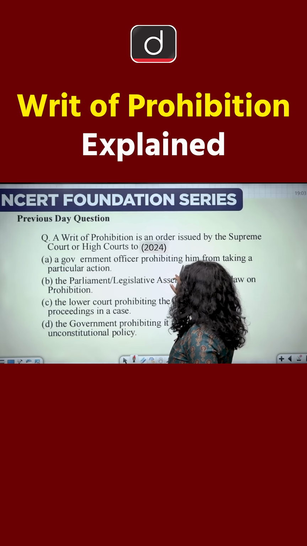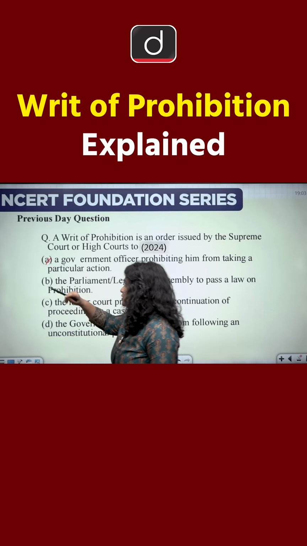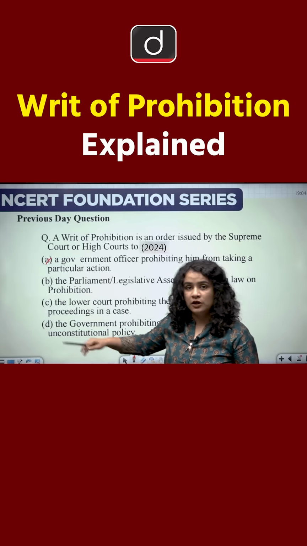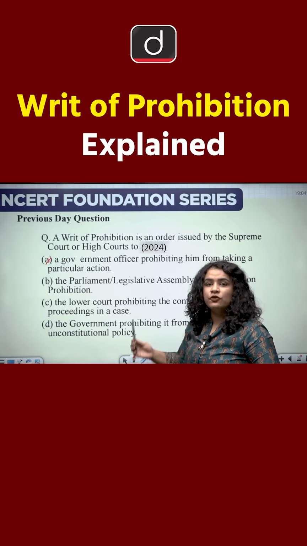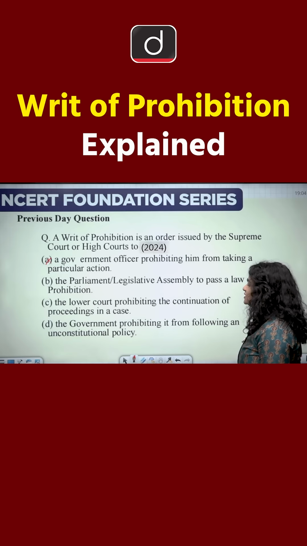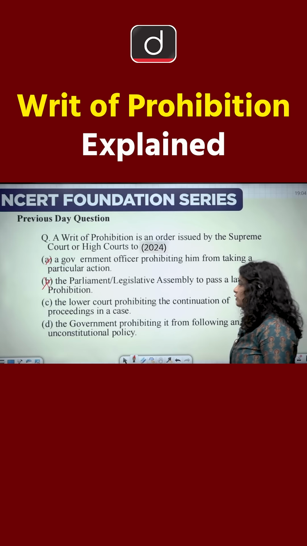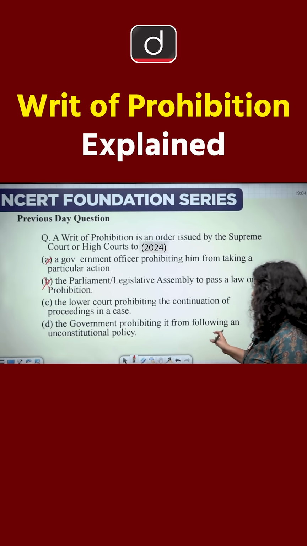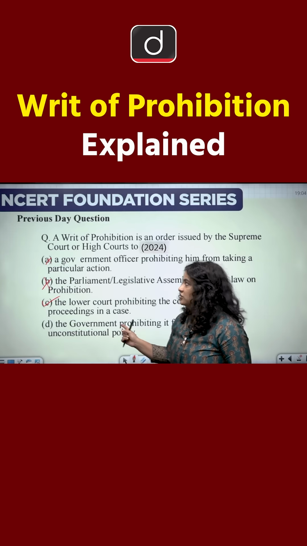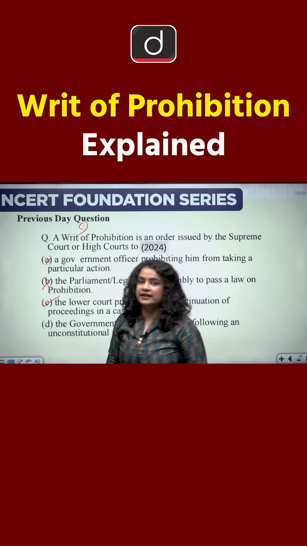A, a government officer prohibiting him from taking a particular action? No. We are not talking about the High Court or the Supreme Court prohibiting a government order. B, we are talking about them prohibiting a lower court, not the Parliament or Legislative Assembly, from passing a law. Prohibition has nothing to do with passing of any law. C, prohibiting a lower court from the continuation of proceedings in a case. This is absolutely correct. This is accurate. So, we have option C as the correct answer.